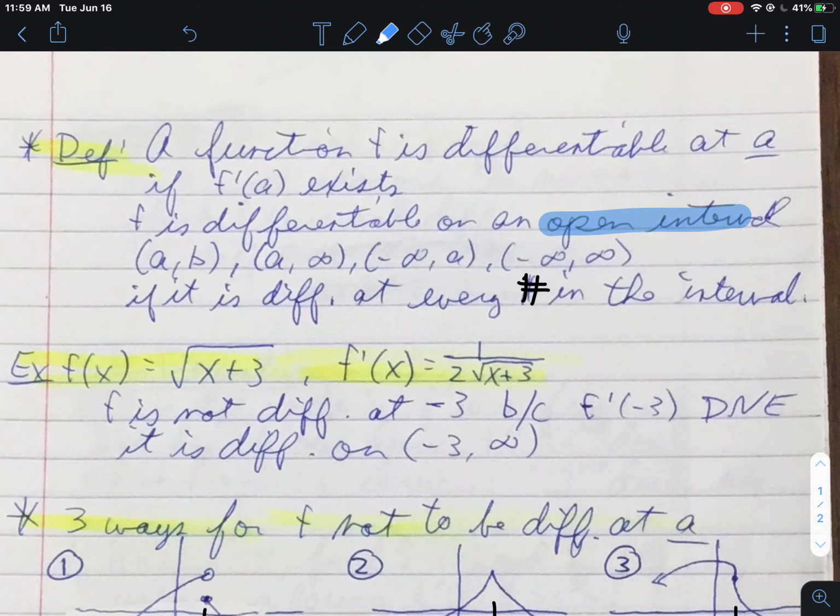So continuity can occur at the endpoint of an interval. Differentiability, never at the endpoint of the interval. Those are always open intervals for differentiability.